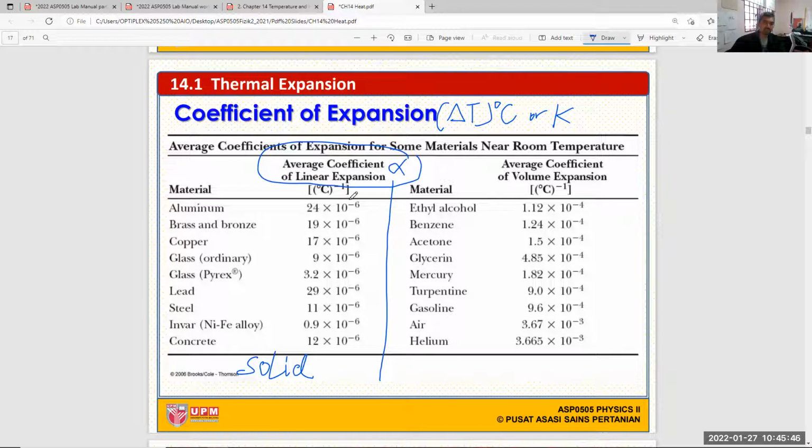It is measured in Kelvin, so you can see the unit here is a power of -6. Most of it is power -6. It means that the expansion is actually not really significant for solids. It's a very small expansion. Anyway, it's very important for us to know this.